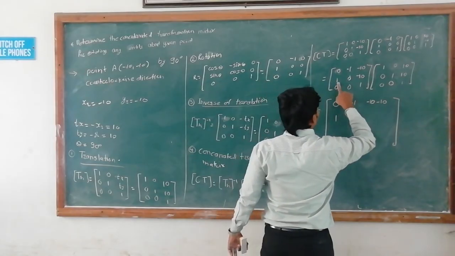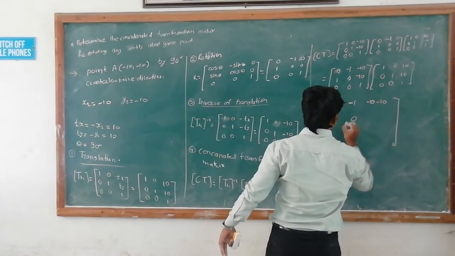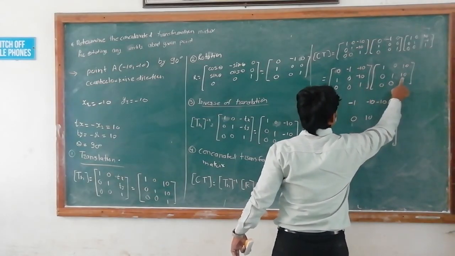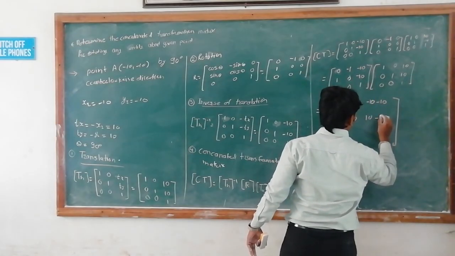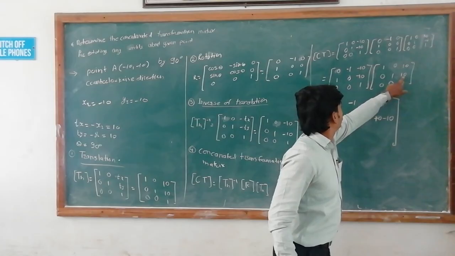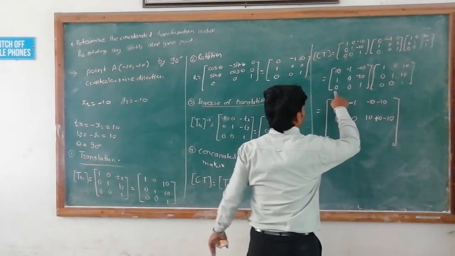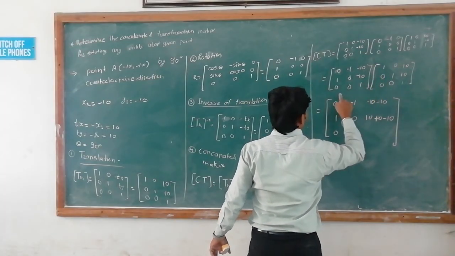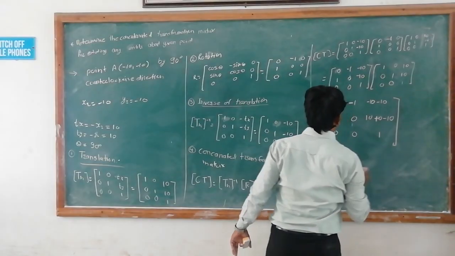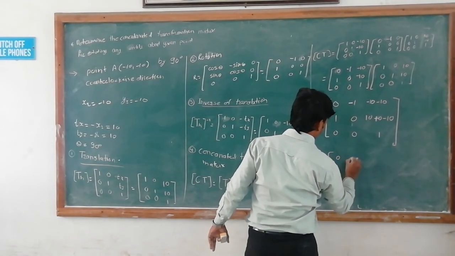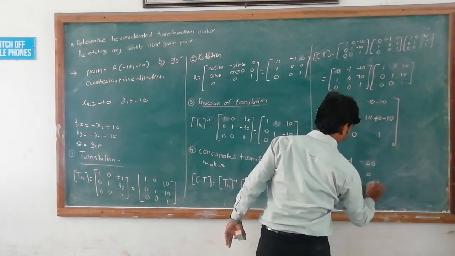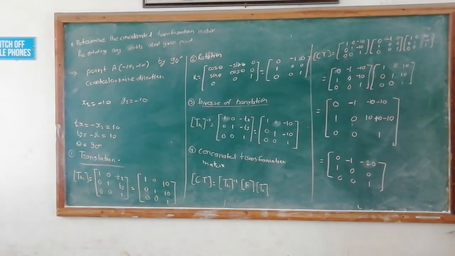So 1 into 0, 0 into 1, minus 1 into 0 is 0. 1 into 10, 0 into 10, and minus 10 into 1 gives minus 10 plus 10, and so on. The last row is 0, 0, 1. So, 0, minus 1, minus 20, 1, 0, 0, 0, 0, 1. So we will check if that is true or false.